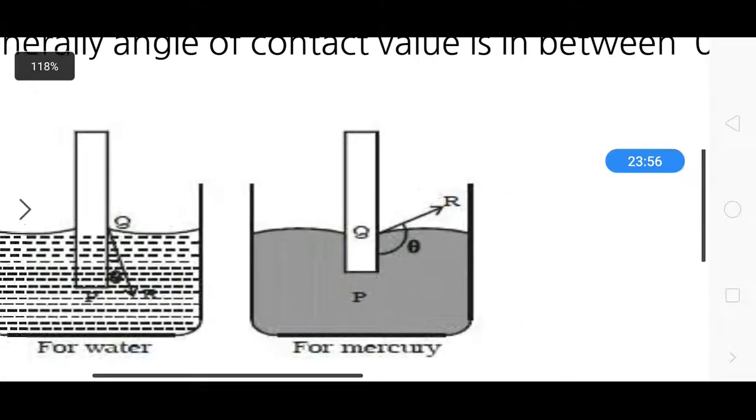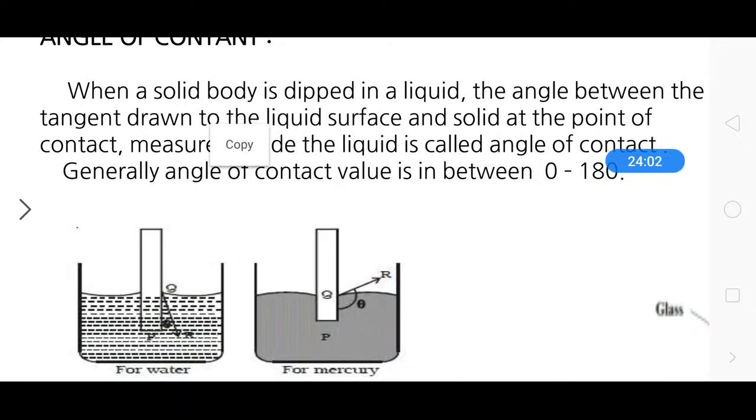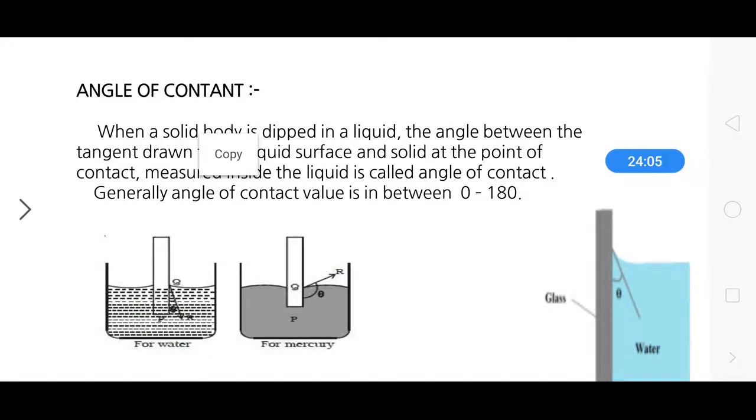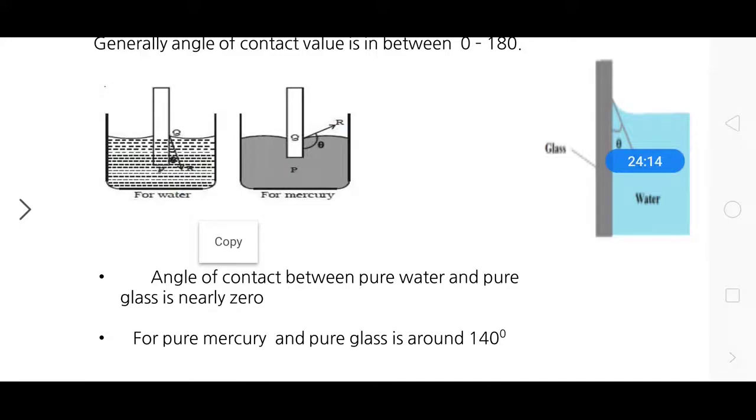Here the angle of contact may vary for water and mercury. It is between 0 and 180. For water it is less than 90 and for mercury it is more than 90. The angle of contact depends on the nature of the liquid and the solid body, for example whether it is made of pure glass or not. The angle of contact between pure water and pure glass is nearly 0. For pure mercury and pure glass, it is around 140 degrees.